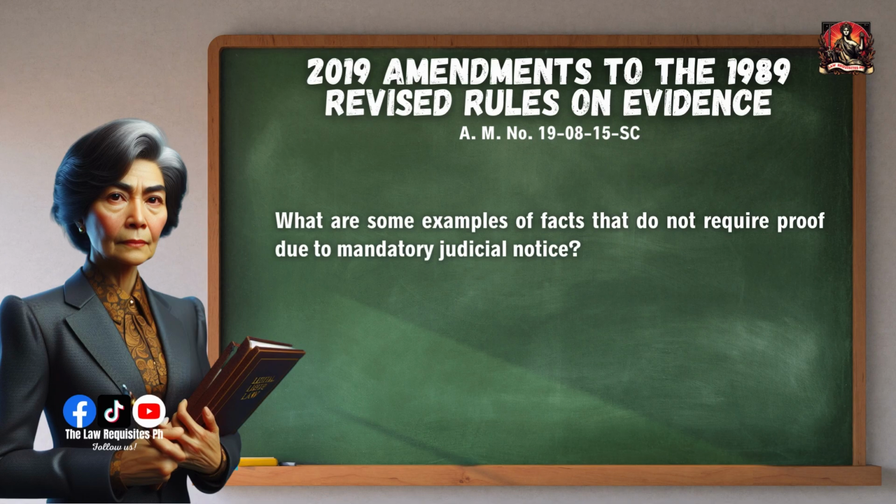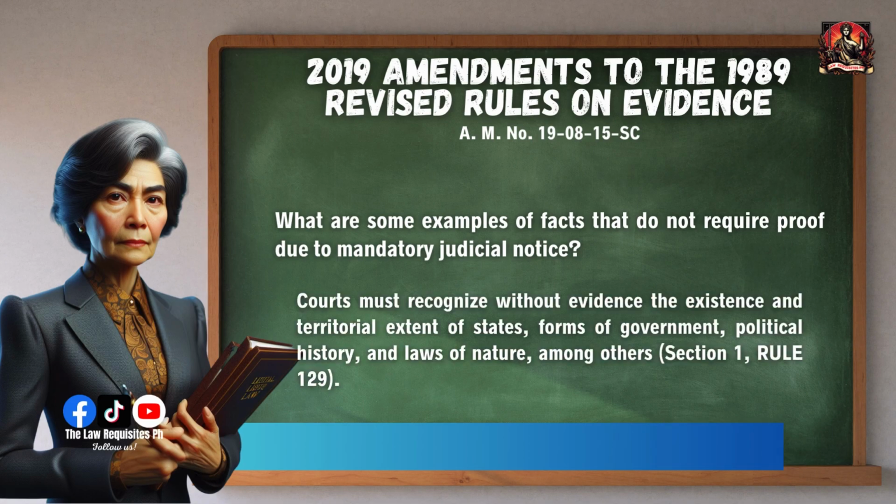What are some examples of facts that do not require proof due to mandatory judicial notice? Courts must recognize without evidence the existence and territorial extent of states, forms of government, political history, and laws of nature, among others, Section 1, Rule 129.